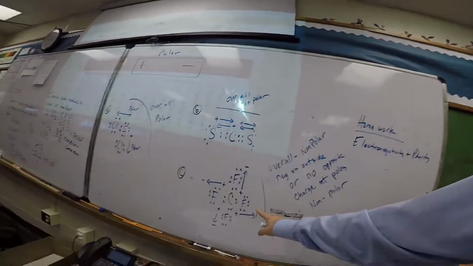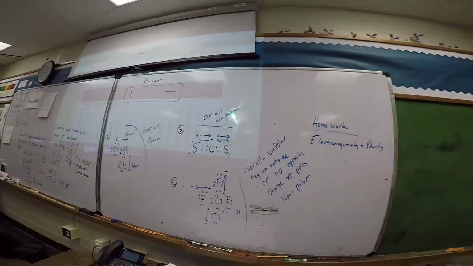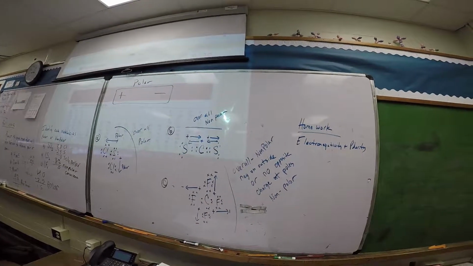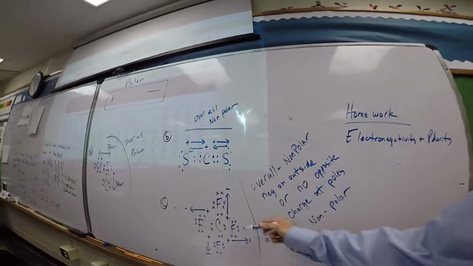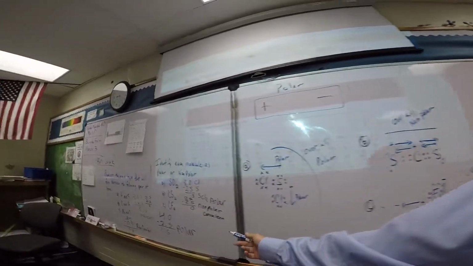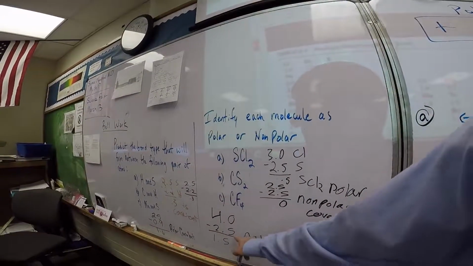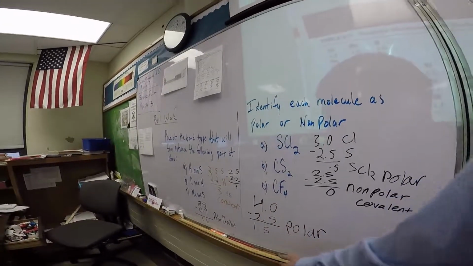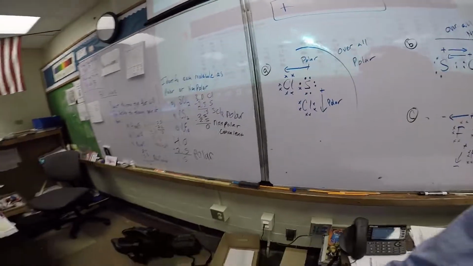And then our last one here is carbon tetrafluoride, where we do our bonds, right? Fluorine is a 4, carbon is 2.5, we get 1.5, so that's going to be polar. Does everybody see that? Yep.